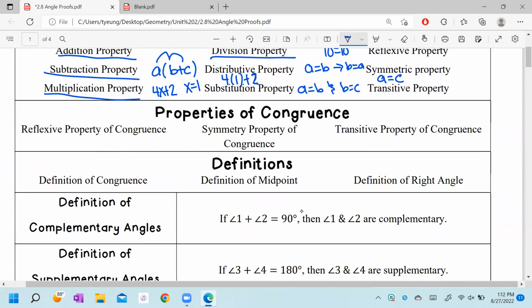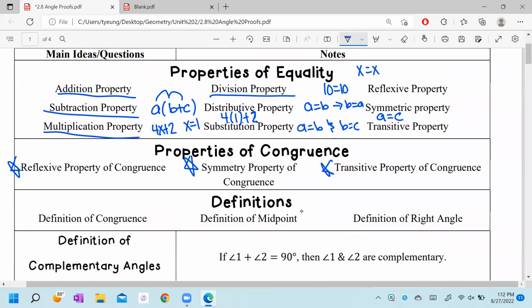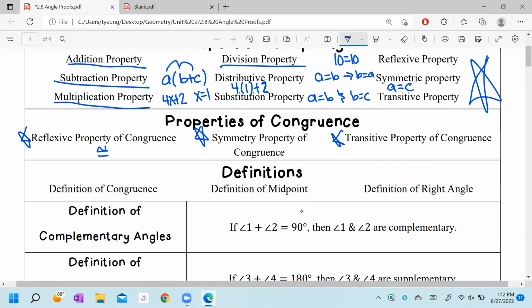Following that, we have our properties of congruence. These 3 properties are the exact same thing as the properties of equality, except that instead of an equal sign, we're just going to have a congruent sign. Yeah, all 3 of them, congruent sign.